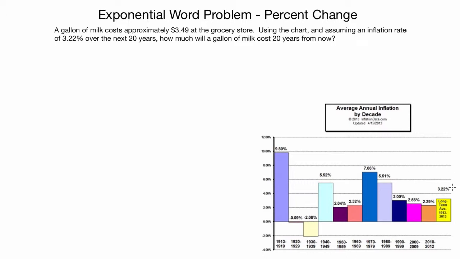But on average, you can see that if we take the last 100 years approximately, in general, things increase in price by about 3.22% every year. So here we go, that's a percent change. When we do percents means we multiply, which means we have an exponential function here. All right, so an exponential function.